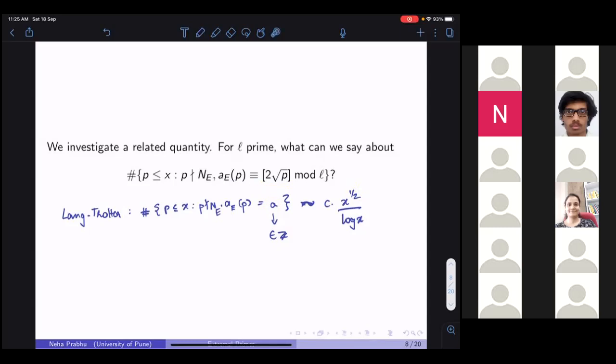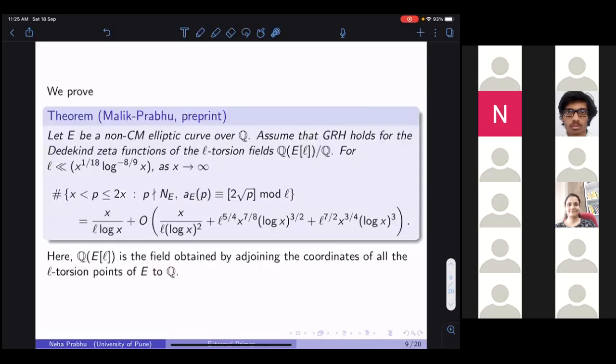Okay, so we prove that if you take a non-CM elliptic curve E, a rational elliptic curve, and assume that GRH holds for the Dedekind zeta function of the l-torsion fields Q(E[l]) over Q.